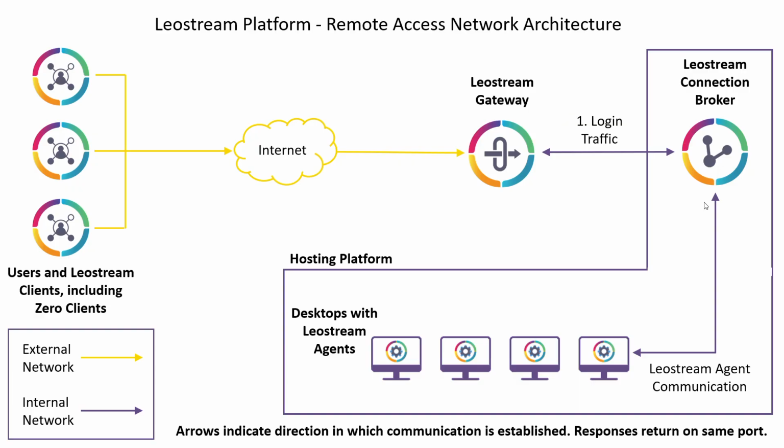The brains of the operation is the Leostream connection broker. That is where you will define the access control rules and connect to the authentication methods that you want to use to ensure that only authorized users get access only to the resources that they should be allowed to connect to. Now, the broker is sold as downloadable software. You install this in your own data center, cloud, wherever you want it to be.